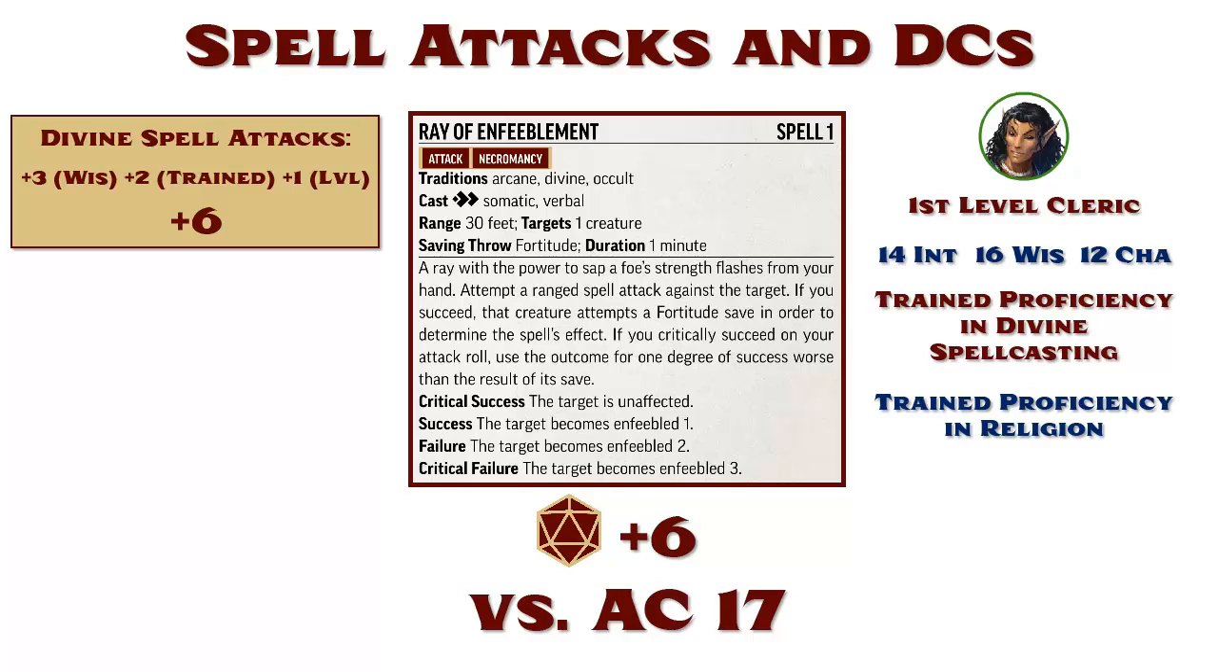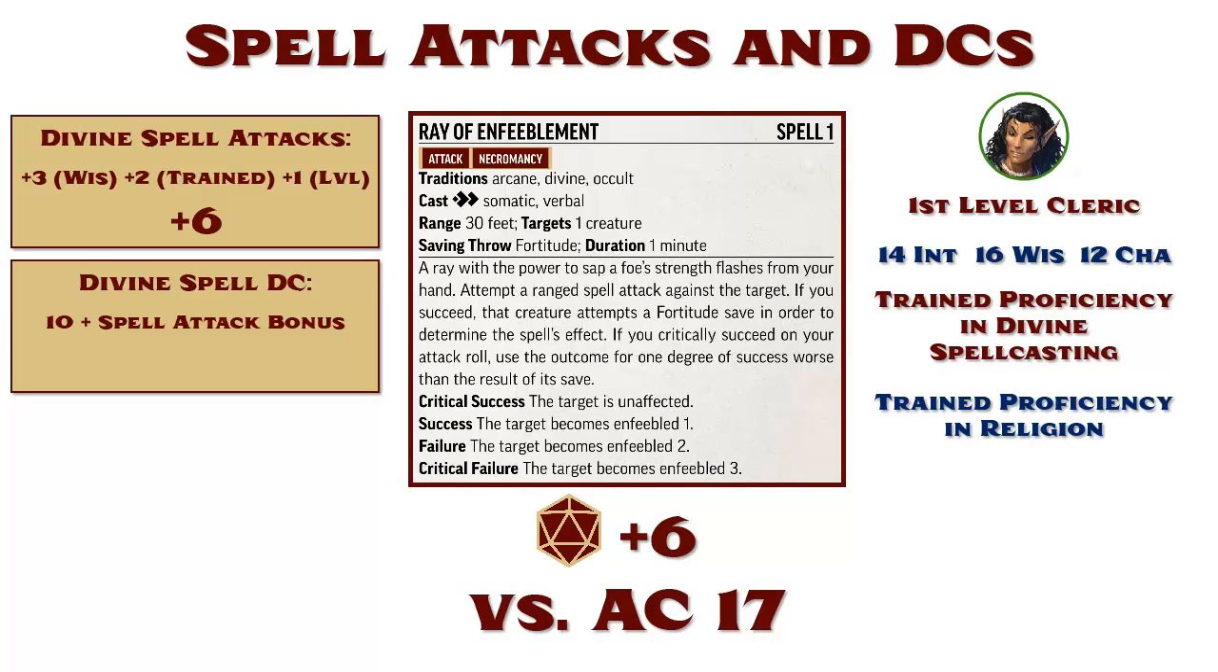The DC for this save will be Lathander's Divine Spell DC. To calculate this, you simply add 10 to his Divine Spell attack bonus of +6 for a DC of 16. Now the Goblin must roll a Fortitude save and meet or beat Lathander's Divine Spell DC of 16 to succeed. On a success, they become Enfeebled 1, on a failure, they're Enfeebled 2, on a critical success, nothing happens, and on a critical failure, the Goblin becomes Enfeebled 3.